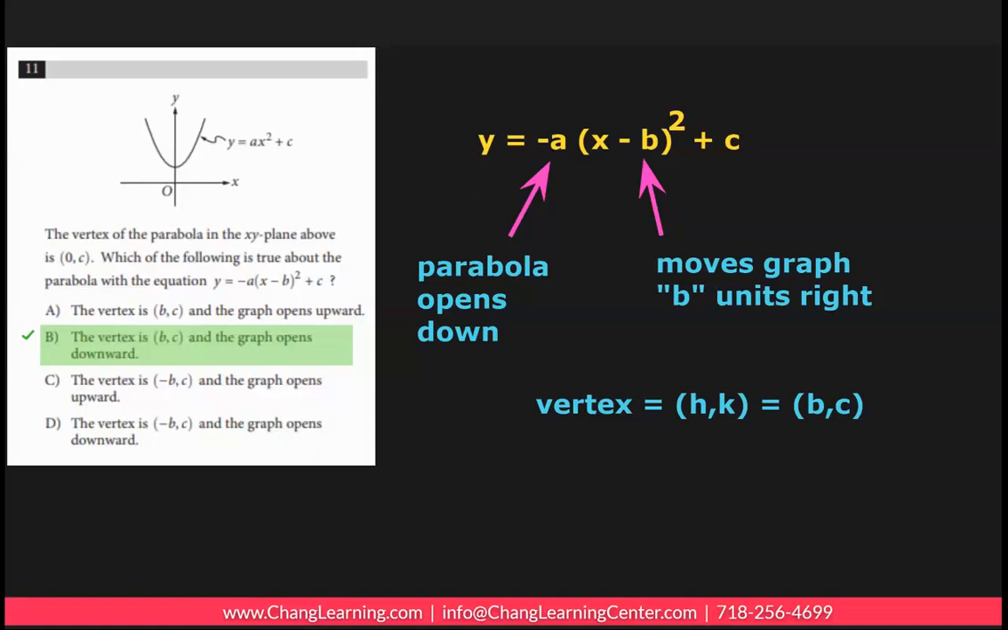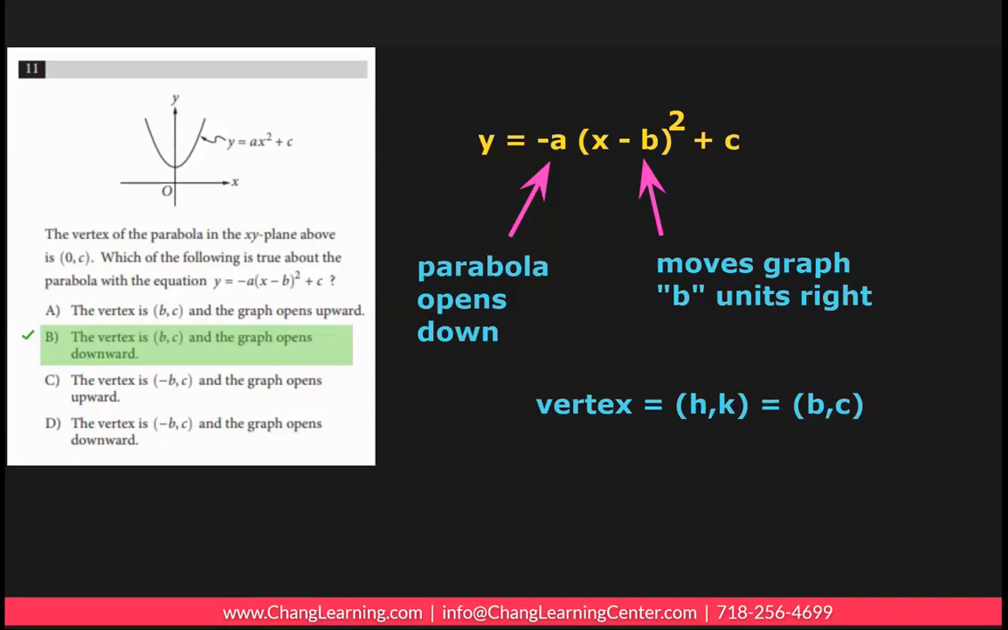For question 11, the question reads, the vertex of the parabola in the xy plane above is 0, c. Which of the following is true about the parabola with the equation negative a (x minus b) squared plus c? Well, this is the formula for a parabola in vertex form, with vertex b comma c instead of h, k. Notice that a, which was upward, is now negative a, so the parabola will now open downward in that transformation.